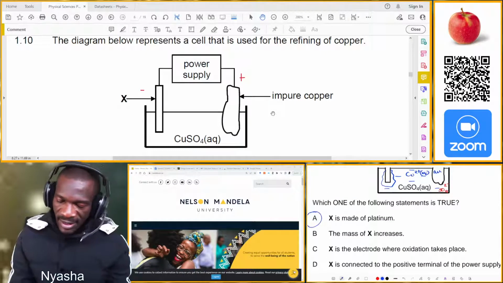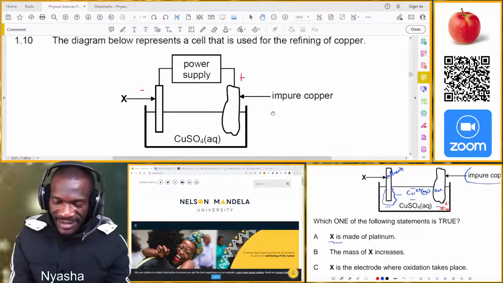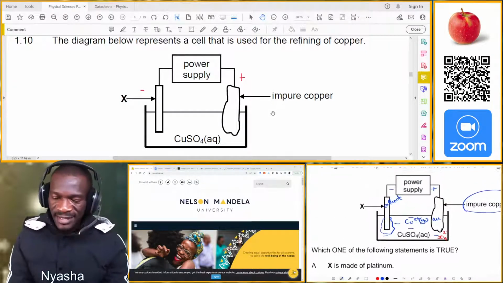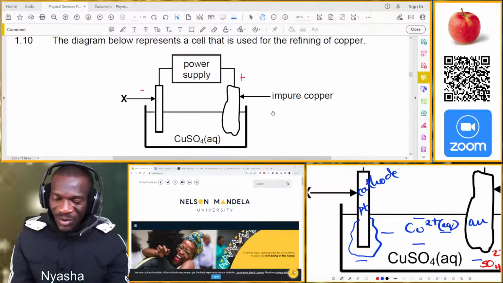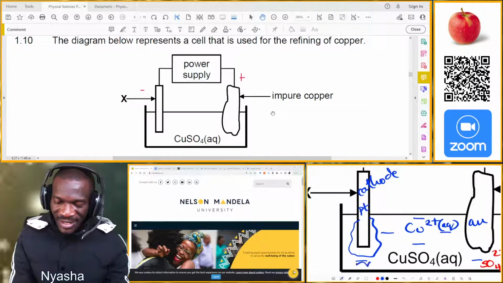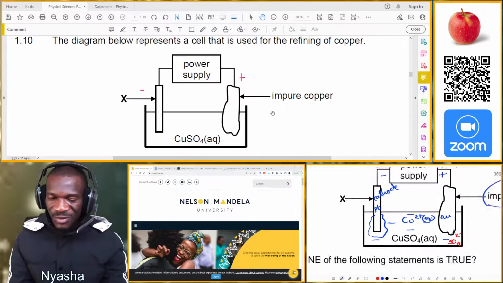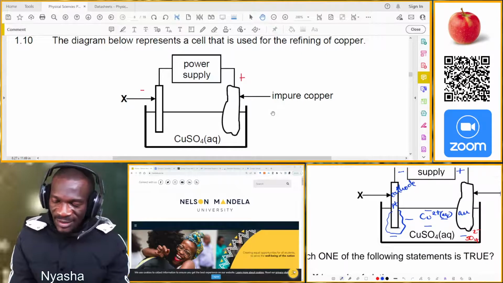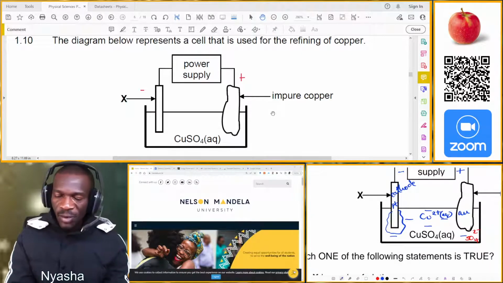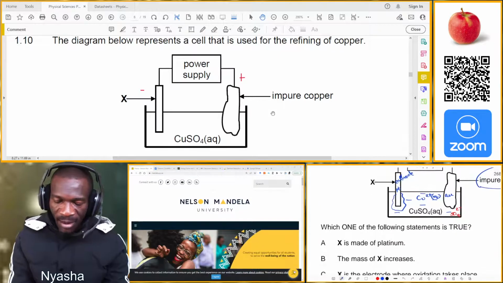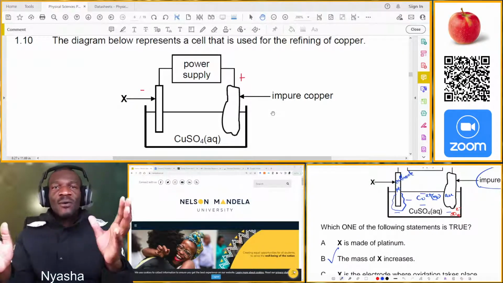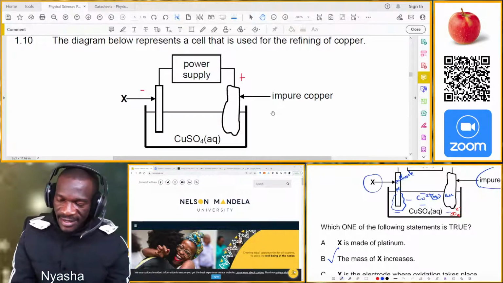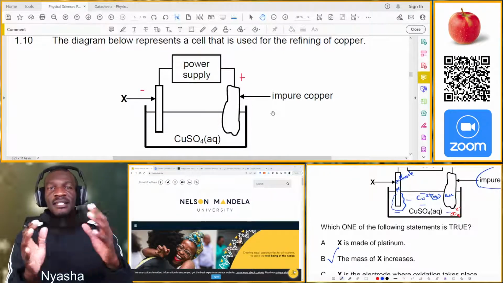Number one, statement A says X is made of platinum. If you put platinum there, we are going to have all our copper just falling into this solution. We actually want it to stick there, so you can actually put a copper electrode. How about the mass? Obviously, the mass here increases, isn't it? As the copper accumulates on electrode X, the mass of electrode X increases.